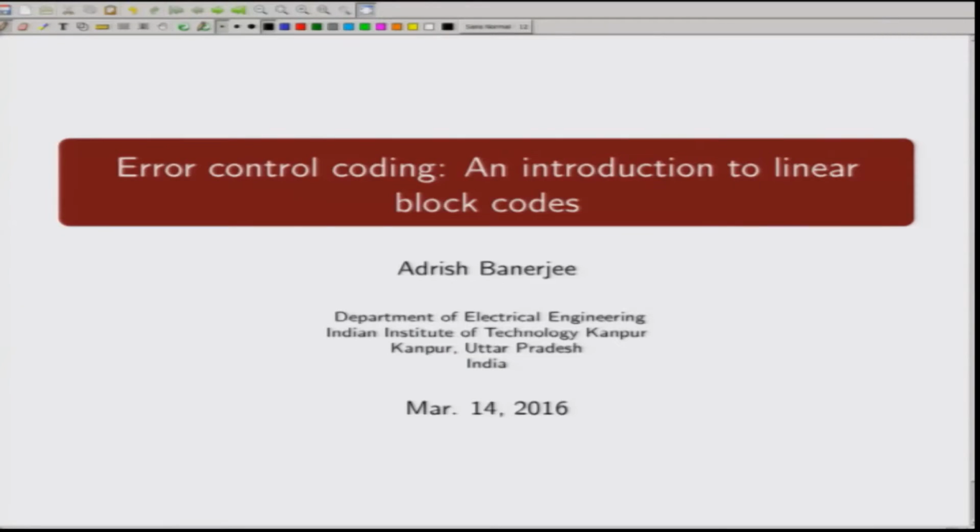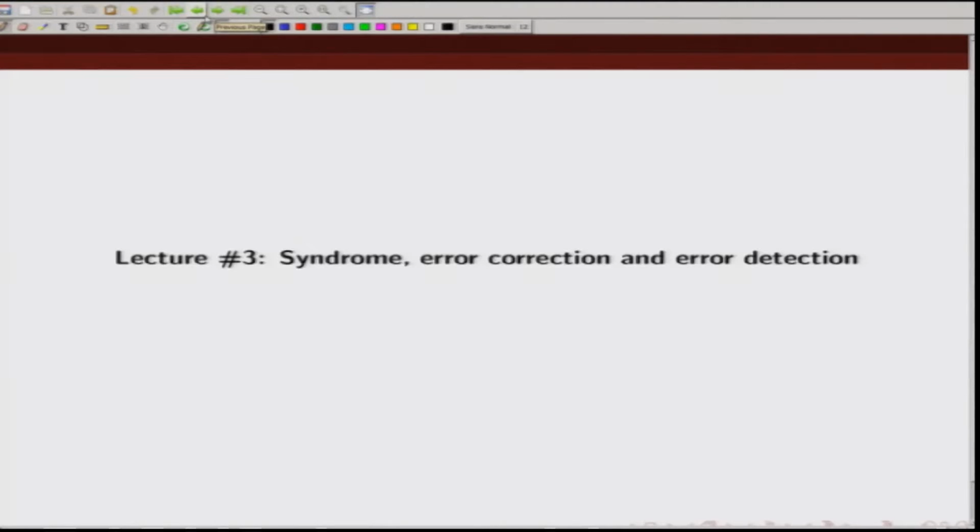Welcome to the course on error control coding and introduction to linear block codes. In this lecture, we are going to describe how we can use error correcting codes for error detection and error correction. So, we will first describe what we mean by syndrome, and then we will show how we can use the syndrome to do error correction and error detection.